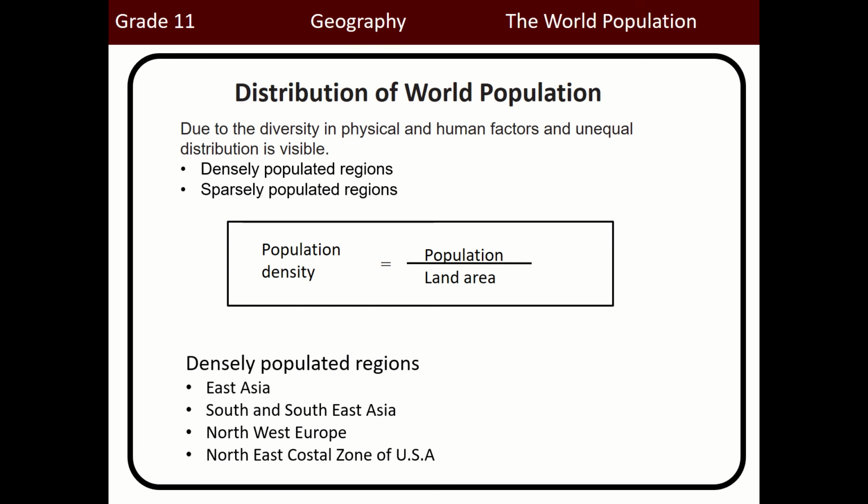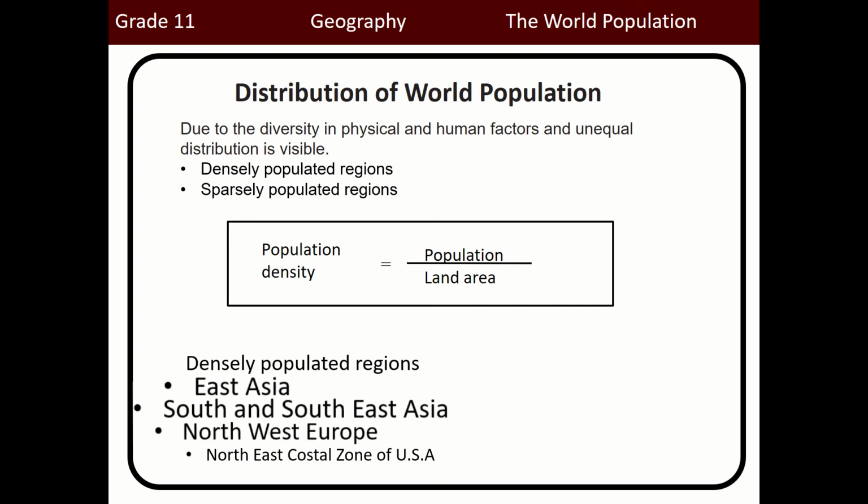As I told you, there is an unequal distribution of world population. It is clear that there are certain places with larger populations and certain places with lower population. Accordingly, there are 4 densely populated regions in the world: East Asia, South and Southeast Asia, Northwestern Europe, Northeastern coastal zone of USA.